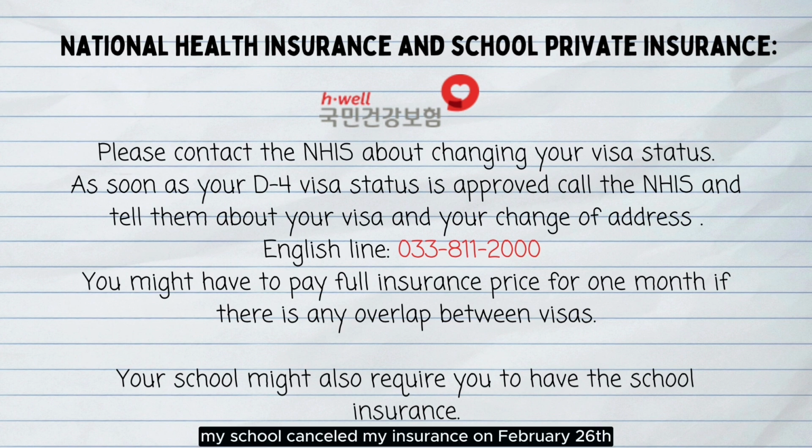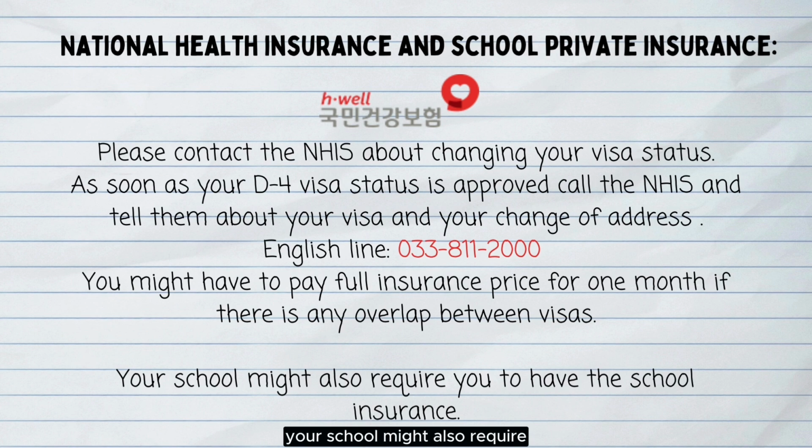My school canceled my insurance on February 26th when my contract ended, and my immigration appointment was the 27th, but my visa didn't get approved until March 7th. Because there was overlap, I had to pay 1 month full price, which was 150,000 won, and then the next 2 months at the student price of 75,000 won. So March and April, I paid 75,000 won. So in total, I had to pay around 301,000 won in April.